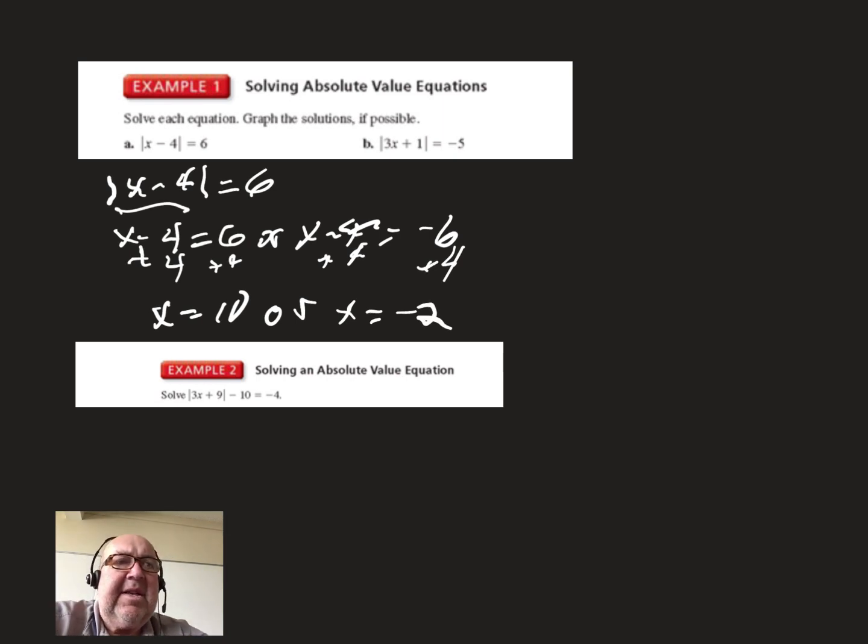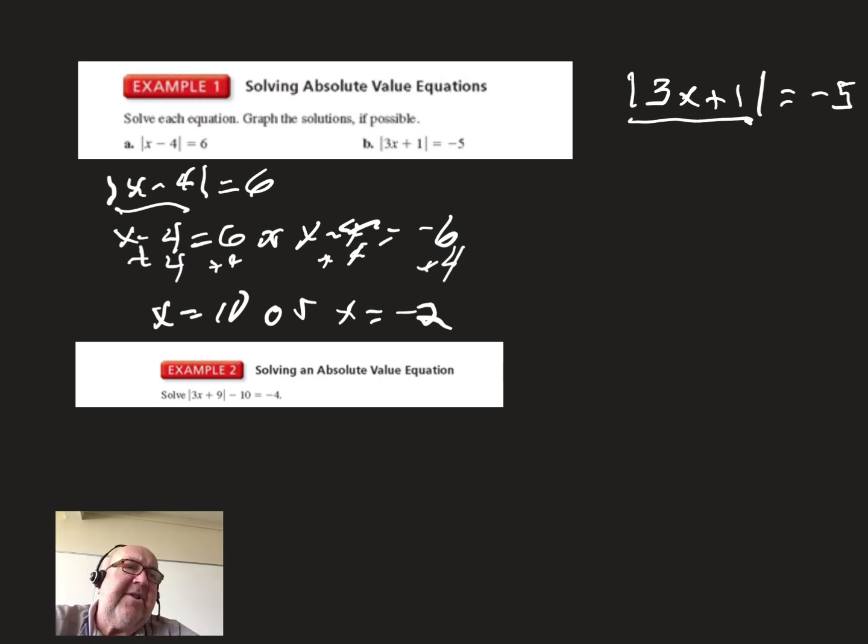Likewise, looking at the other problem that's listed, I have the absolute value of 3x plus 1 is equal to negative 5. Once again, my absolute value is by itself, and I have a negative answer on the other side. That means that there is no solution to that equation.